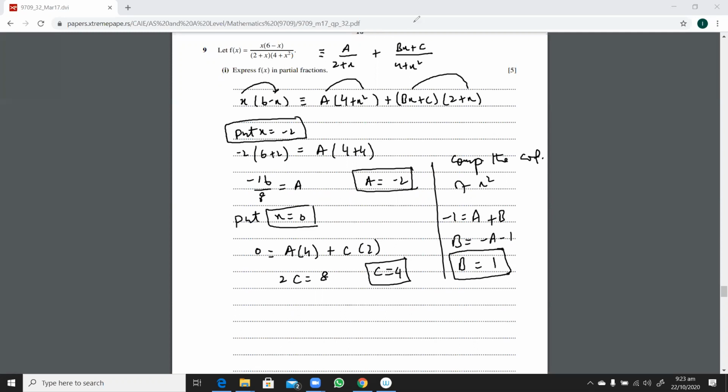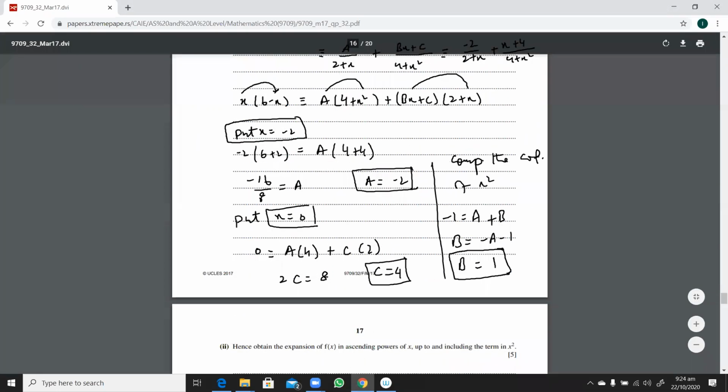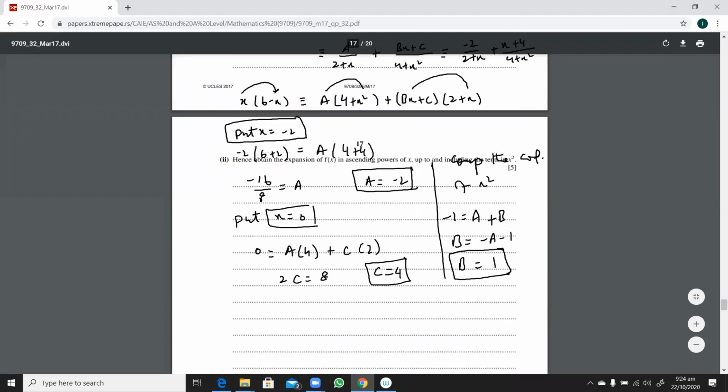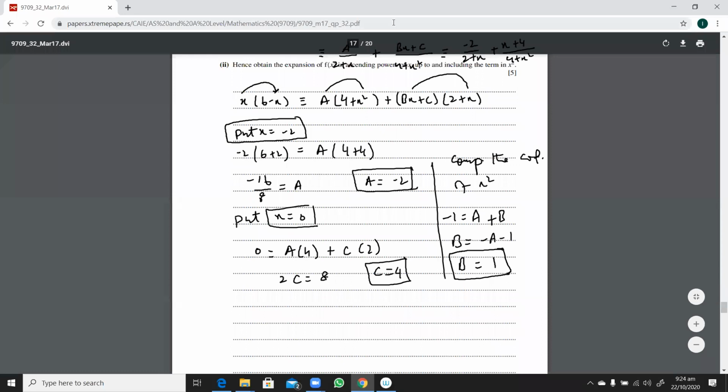So this is going to be equal to minus 2 over 2 plus x, and then plus x plus 4 over 4 plus x squared. So that is its first part. I'll be taking you to the second part now. The second part, I'll just be clearing it. I just need to copy down this.